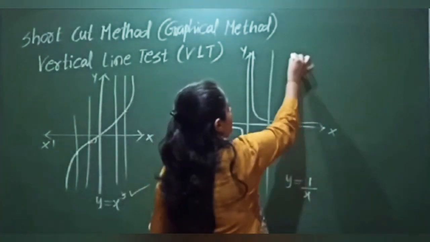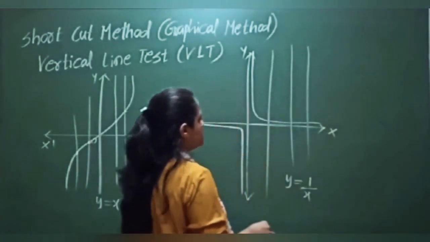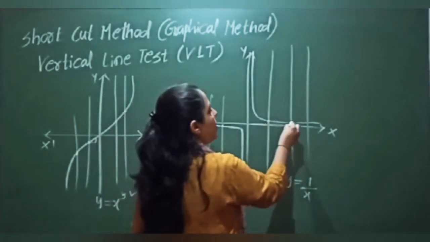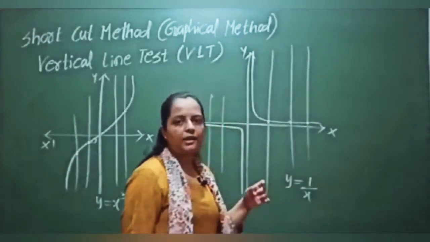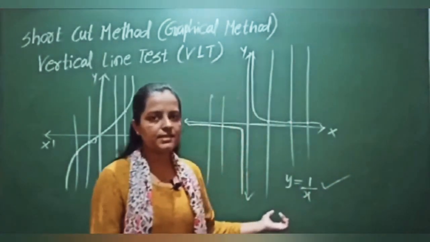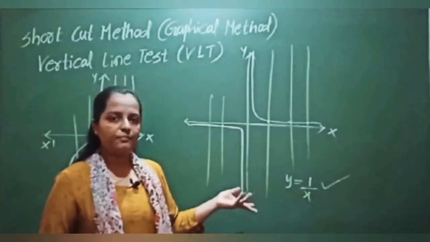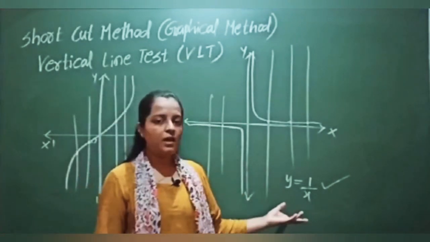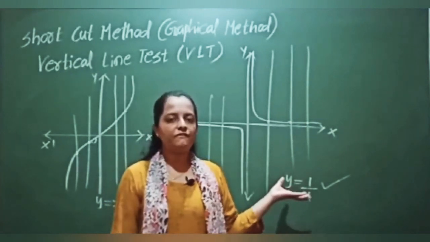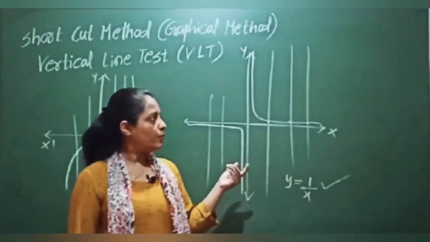Now I am going to draw a vertical line to this graph, and it is going to intersect at only 1 point. Therefore y is equals to 1 by x is a function. It depends upon the graph, meaning if you know the graph of the given function, then you can decide whether it is a function or not. Okay, hope you are all understanding.